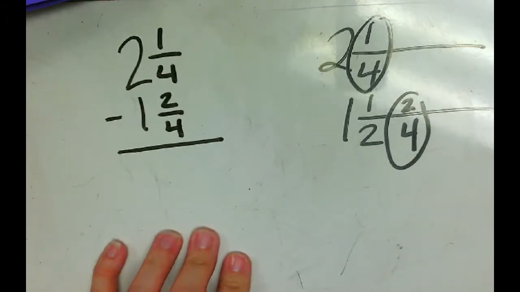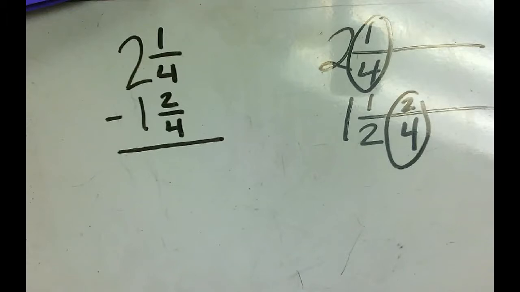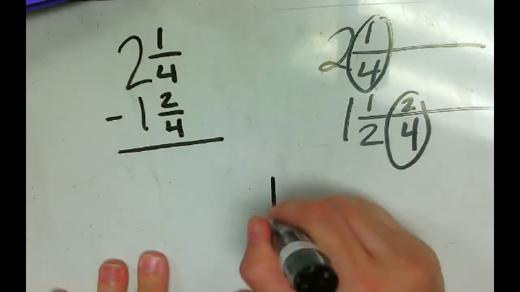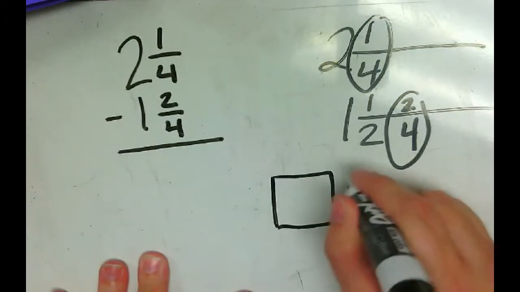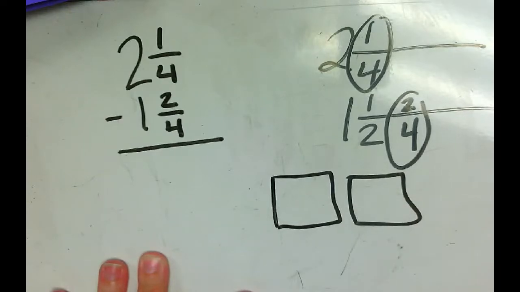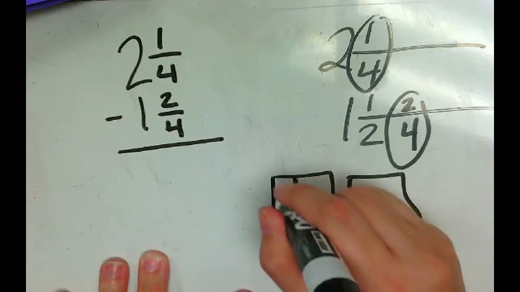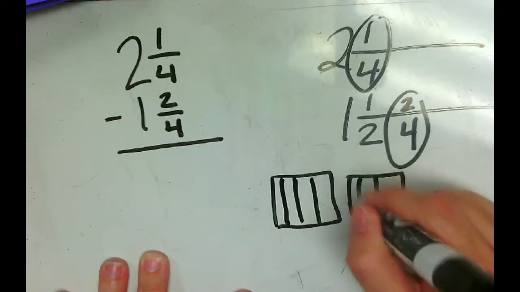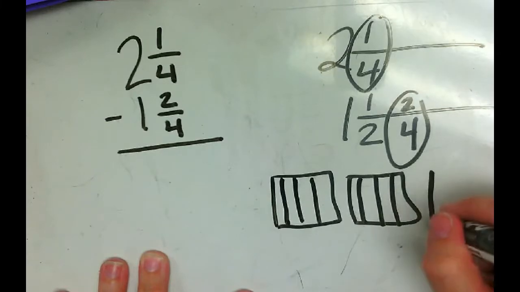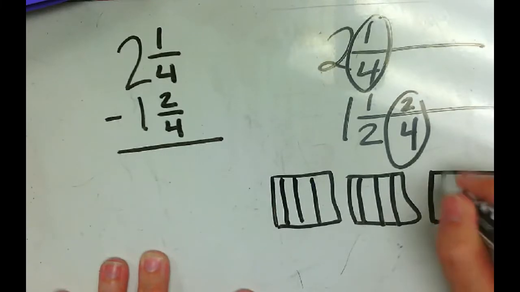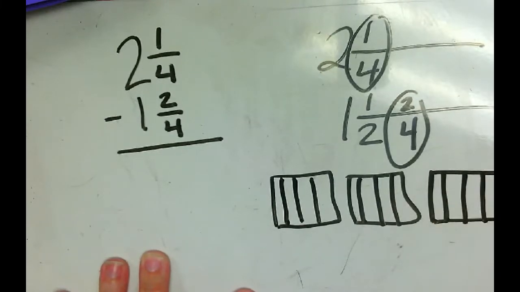Okay, if I have 2 1/4, then I want to subtract 1 2/4. I've got 2 wholes. How many are in each whole? How many make up a whole? 4. And then I have 1/4. Y'all don't have to draw the models if you don't want to. That's fine. But I need you to do the math with me, okay?